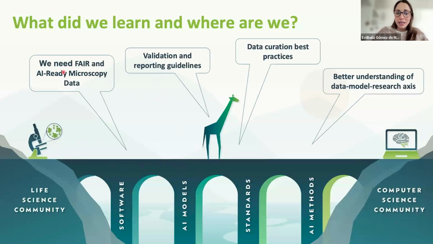So far, like we mentioned, we need FAIR data and AI-ready microscopy data. We need guidelines to adequately validate and report our results. We need better data curation practices, so when we normalize the data, it shouldn't be just a simple 0-1 normalization. And we need to better understand the data-model-research axis; I think we are at this moment in this part of the bridge that we are trying to build. All this relies on something extremely important, and this is where we are doing the job: developing standards, so that all of us are on the same page.